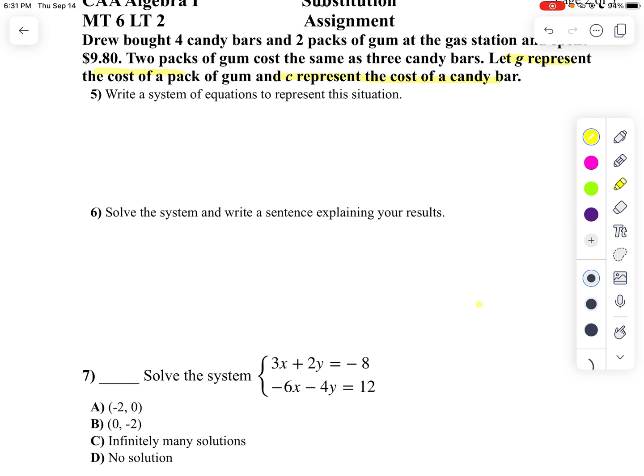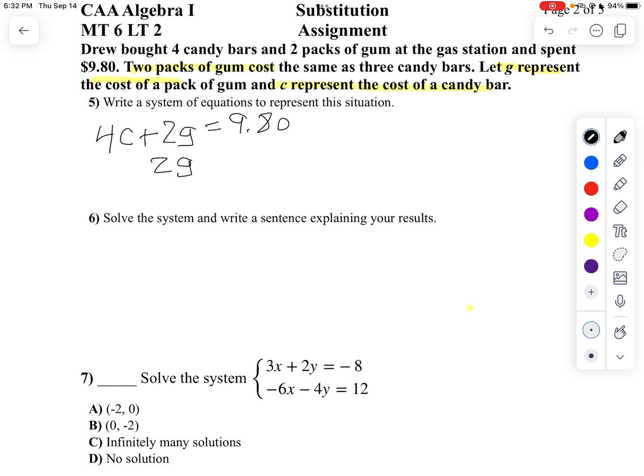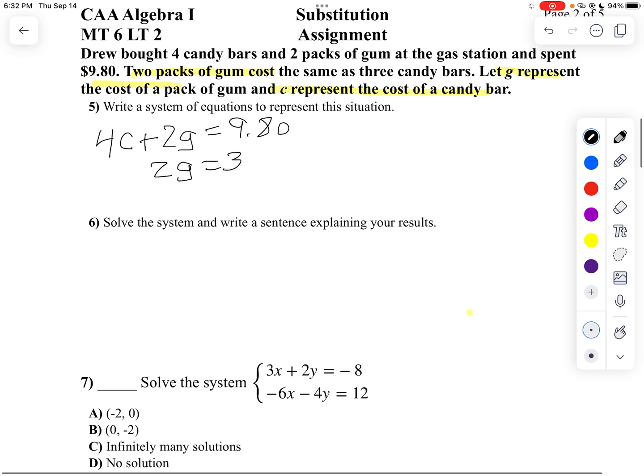So he bought 4 candy bars, so we're going to write that as 4 times C. And he bought 2 packs of gum, plus 2G, and he spent $9.80. Our second equation tells us 2 packs of gum, so 2G, costs the same as 3 candy bars, so plus 3C.